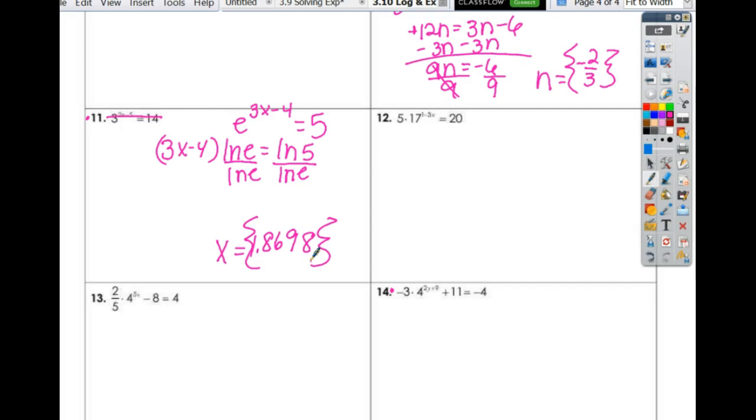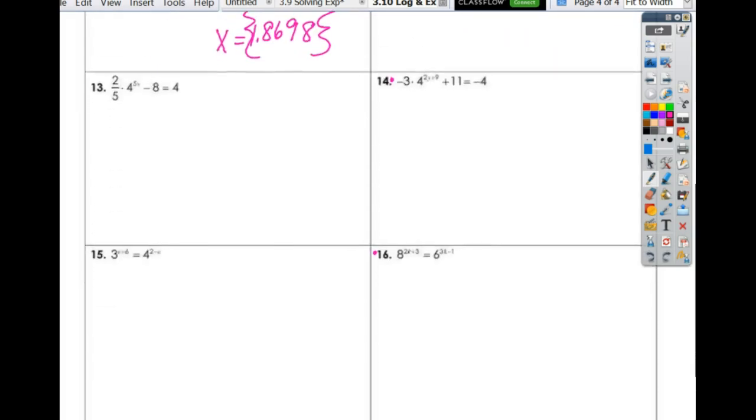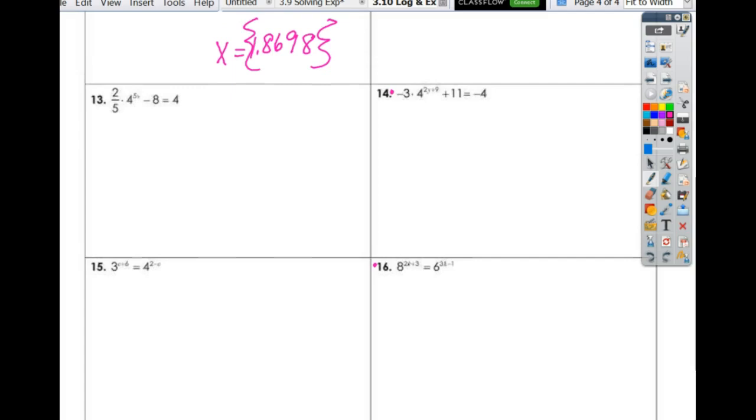Okay, did you get the answer? Y'all got this? Yes? Okay, so I want to do 2 more. Number 4, I want to do 14 and 16. So what do I do first on number 14? Subtract 11 and then? Okay, so subtract 11, which when I do, I get negative 15. And when I divide by negative 3, I get positive 5. Right, then it's just an ln.